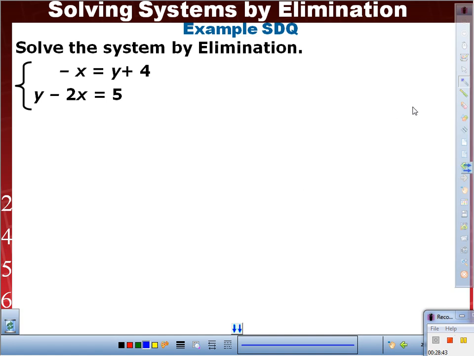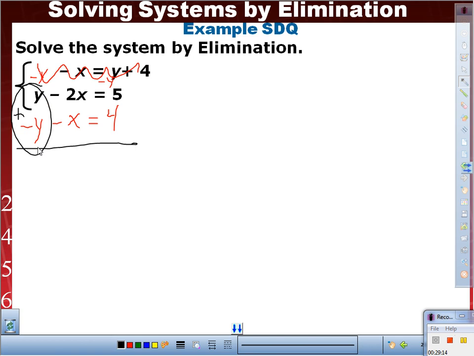Nate, what do you need to do? Subtract y. So we end up with, I'm going to write it underneath, negative y minus x equals positive 4. Everybody see that? So we no longer use this one. Do we know what to do from there? Yes?